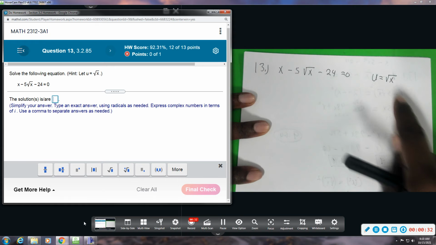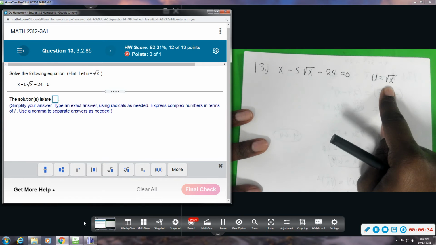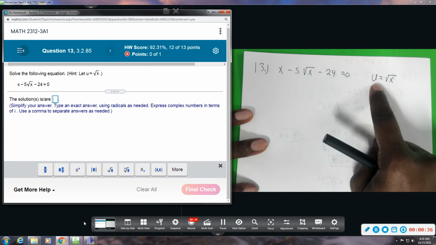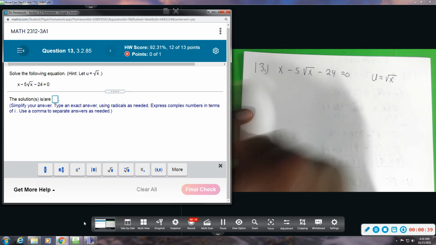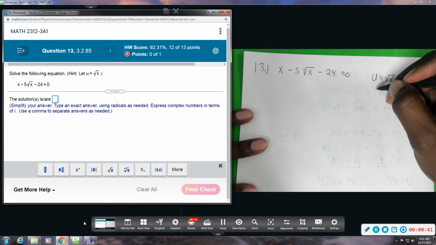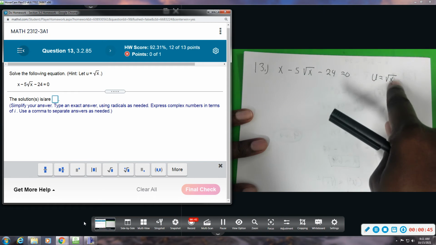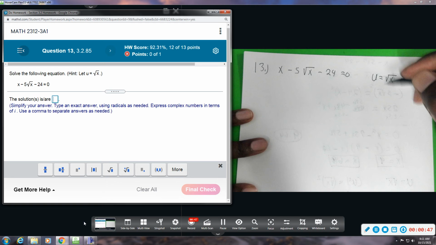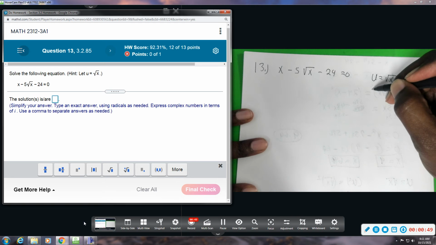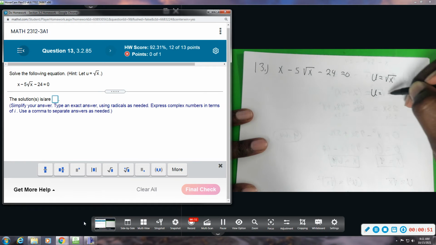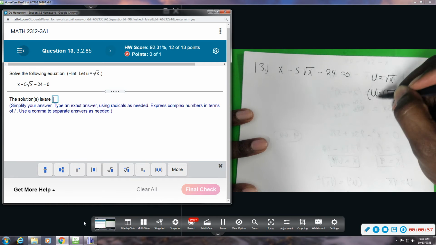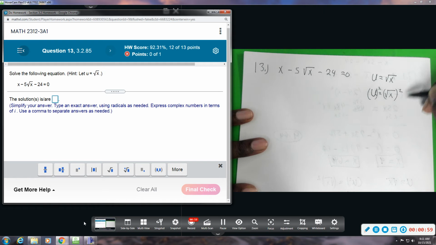Okay, so if you let u equal the square root of x, we'll have two different variables. We also need to change this one. So using that same concept, how would I solve for x right here? So if u is equal to the square root of x, and I want to get x by itself, then you would have to square both sides so that you can get x by itself. So you square this side, square that side.